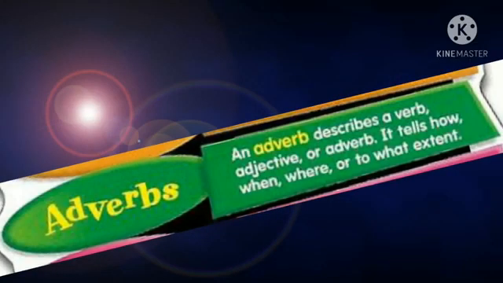I hope you're clear with adverbs, children. What is an adverb? An adverb describes a verb, adjective, or an adverb. It tells how often, when, where, or to what extent a verb, an action, is done. Clear, children? An adverb describes a verb, an adjective, or an adverb itself. It tells how much, when, where, or to what extent a particular action is performed, or to what extent the adverb can be emphasized. I hope you're clear with this part of speech.